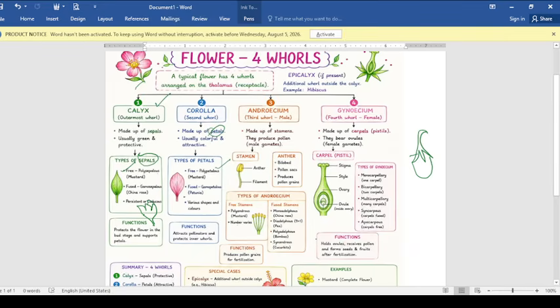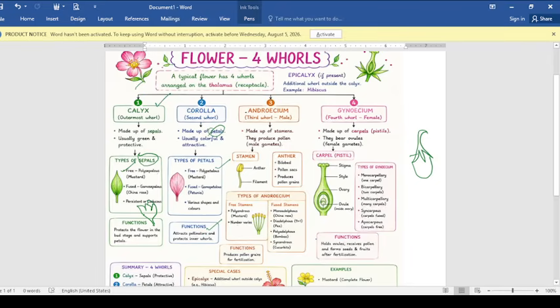These petals may be of various shapes and colors, as you know, but the major function is attracting insects for pollination. Another function of petals is that they are responsible for protection also. That's why it is called a non-essential whorl, because it will be protecting the inner reproductive parts of the flower.